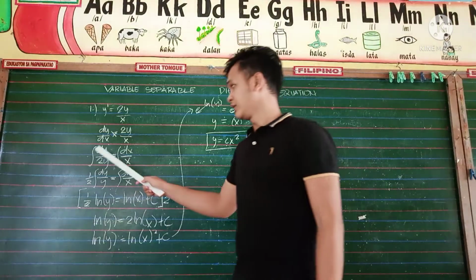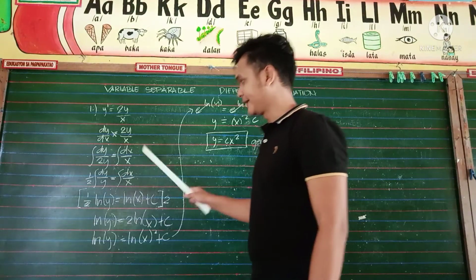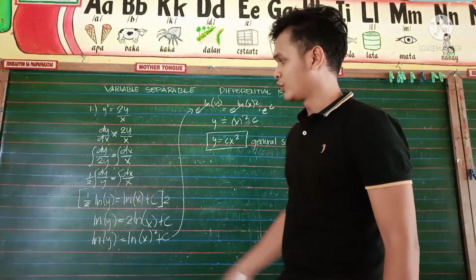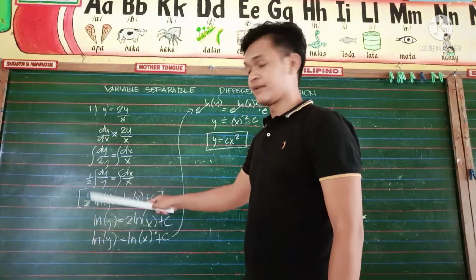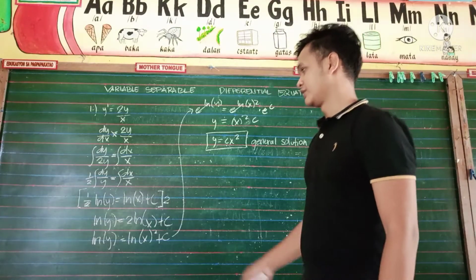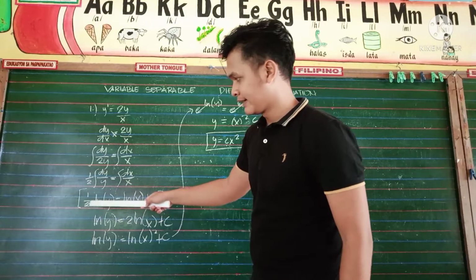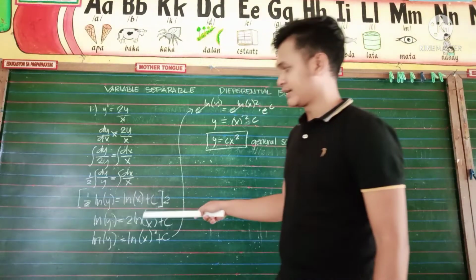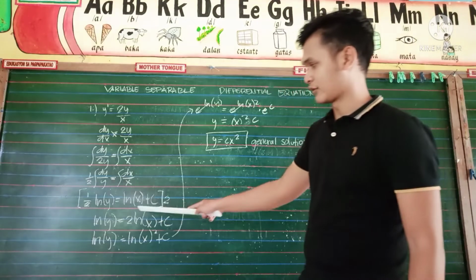And we need to integrate because we finished grouping them. So by integration, there is a 2 constant here. We need to factor out the 2. 1/2 integration of dy over y is equal to integration of dx over x. So integration of dy over y is equal to ln of y. Integration of dx over x is equal to ln of x. Whenever we do integration, we always put a plus constant.